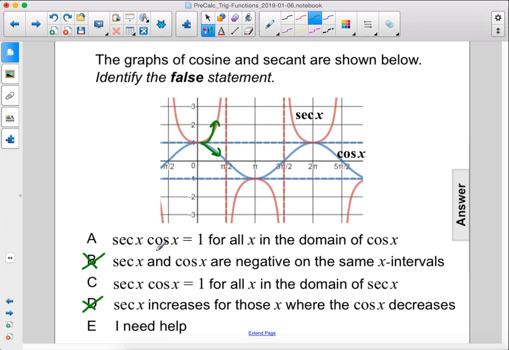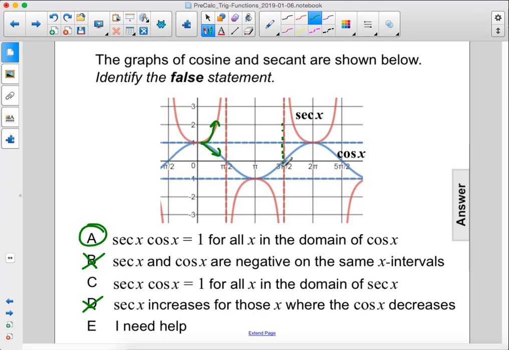Secant x times cosine x equals 1 for all x in the domain of cosine x, and here we have for all x in the domain of secant x. The answer to this problem is A, because there are values in the graph of cosine x that are not in the graph of secant x. And that's at these lines here, these red asymptotes at pi over 2, 3 pi over 2, etc.